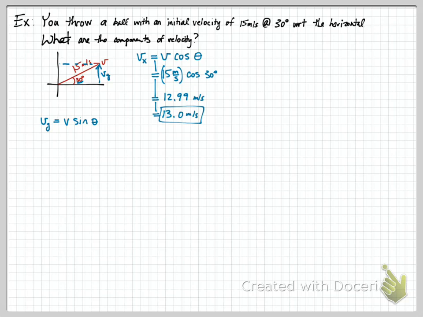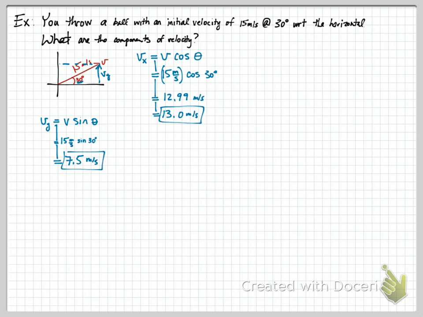Opposite goes with sine, and again I plug in the magnitude of the 15 meters per second, and this time it's the sine of 30 degrees. So the sine of 30 degrees, and I plug that in, and that's exactly half. Sine is a half, so I get 7.5 meters per second for the y component.